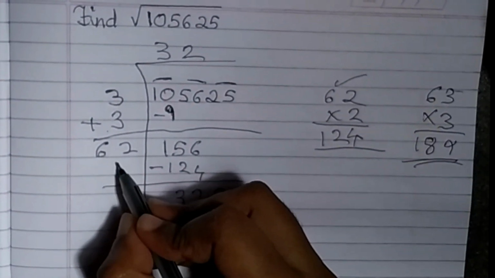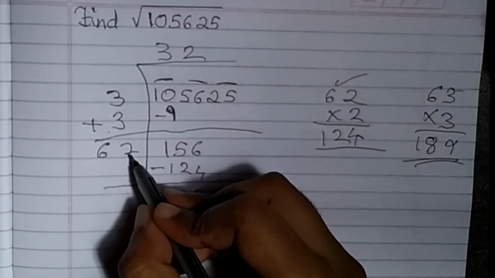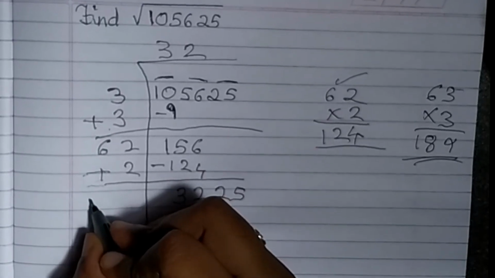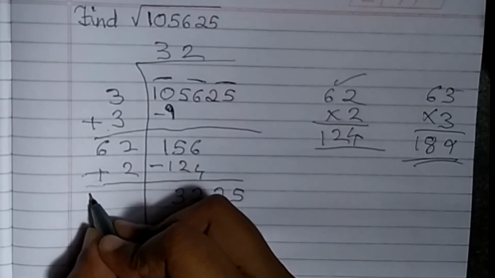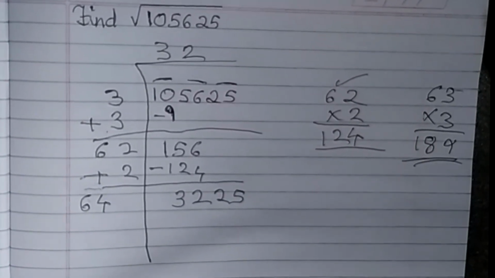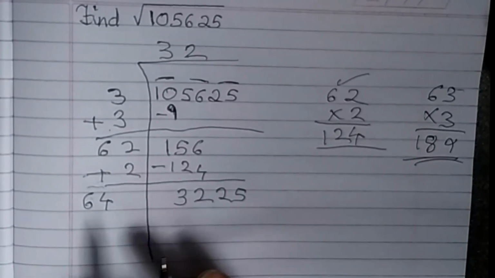Now here what will we get? We will add this 2, plus 2. So we will get 64, but we will leave some space and then write 64. Now next, which number can we take?